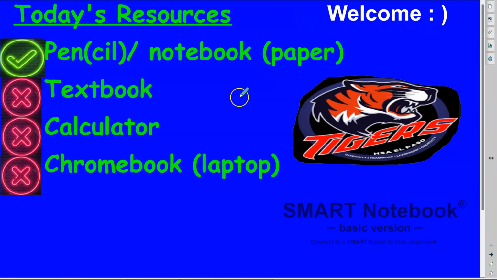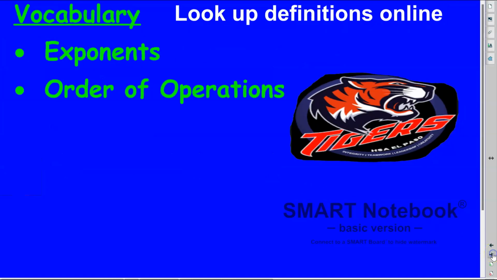Keep in mind all this material is meant to make you a stronger college student, a stronger student coming out of high school. So it's a win-win no matter how you look at it, okay?